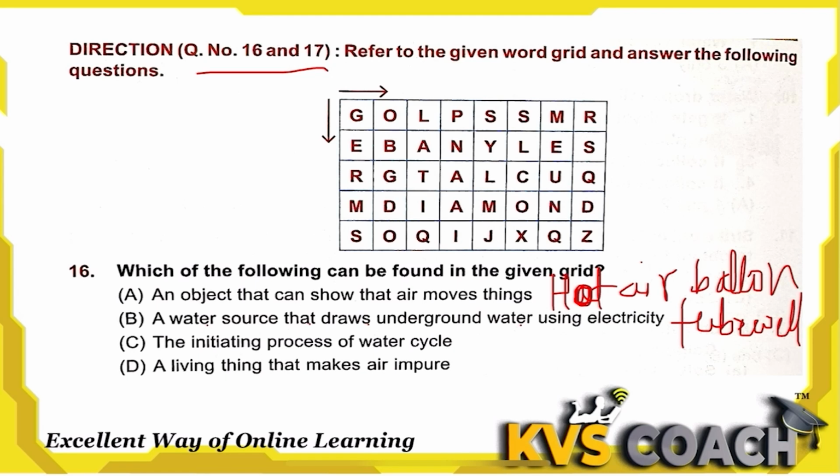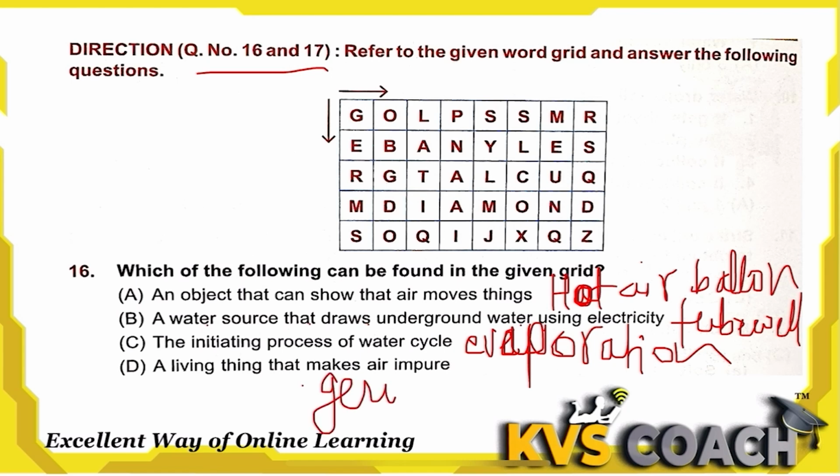The initiating process of the water cycle. The first process was evaporation, then condensation. So EVAPORATION. And a living thing that makes air impure. Which is the living thing? That is germs. Let's check which were present in the grid. So the answer present in the grid is germs. Option D is the right answer.